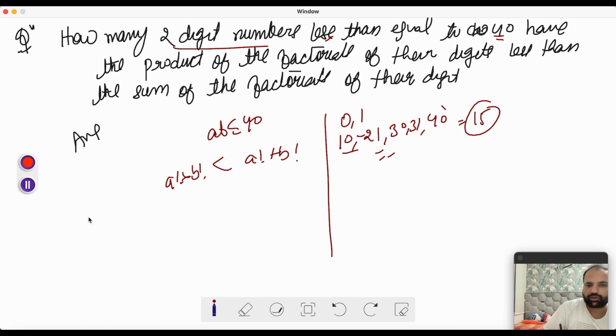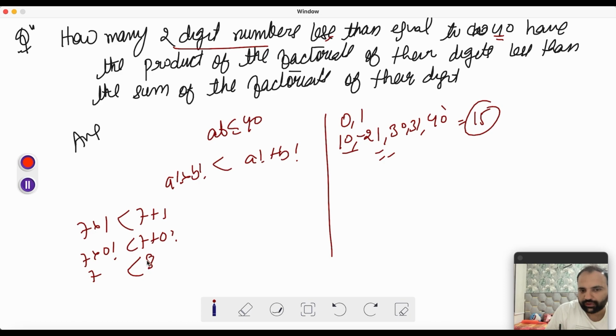Simple concept. What were you trying to do over here? If a into b, let's say 7 into 1 or 7 plus 1. We know 7 plus would always be good. So 7 into 0 factorial versus 7 plus 0 factorial: 7 into 0 factorial is 7, while 7 plus 1 is 8. So this is always true. For 1 and 0 it will always be true. But why can we not take 22? Because in 22 the product, 2 factorial into 2 factorial, is equal to 2 factorial plus 2 factorial, and we don't have equal over here. That's why we are not taking 22. So we are omitting it and taking 10 to 21, which is 12 plus 13 plus 14 plus 15.